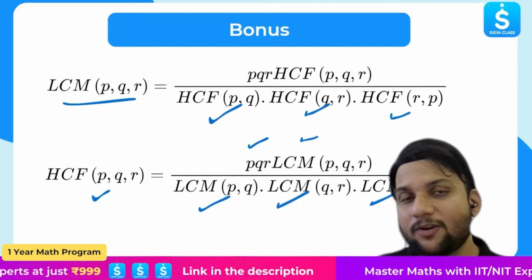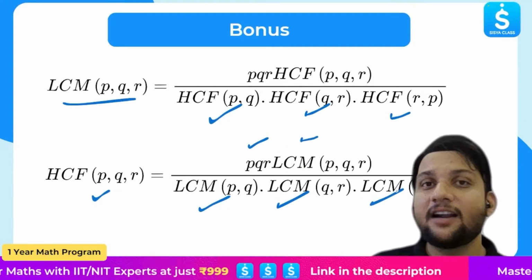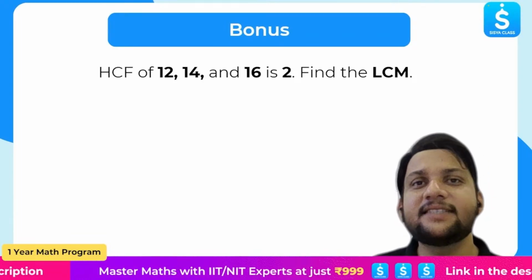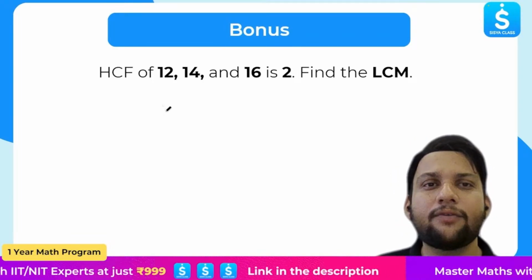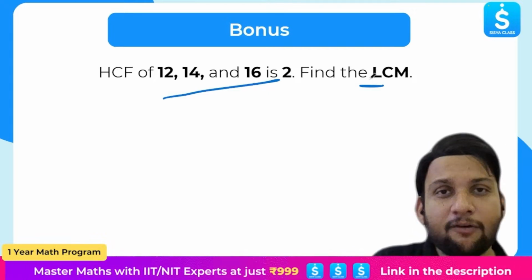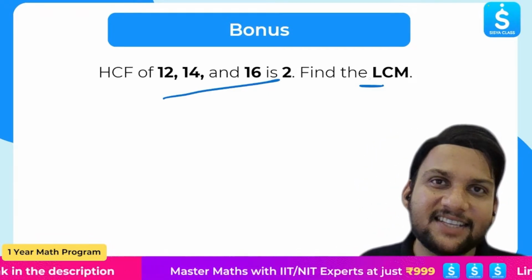Again, this is not in the syllabus, but since you are good kids and this is just the start, make sure you write it down in your notebook. Just for your practice, here is a question: the HCF of 12, 14, and 16 is 2. We have to find the LCM. Just apply the formula. Tell me the answer in the comment box below. I will tell you whether the answer is correct or not.